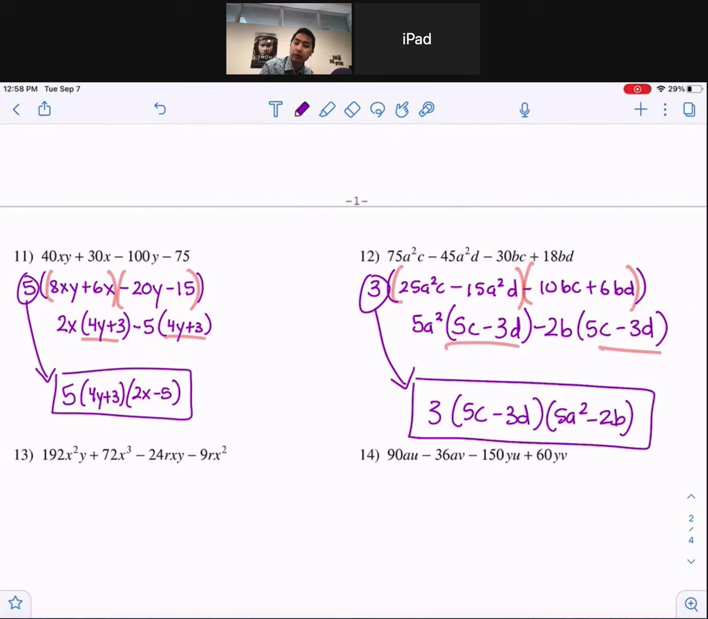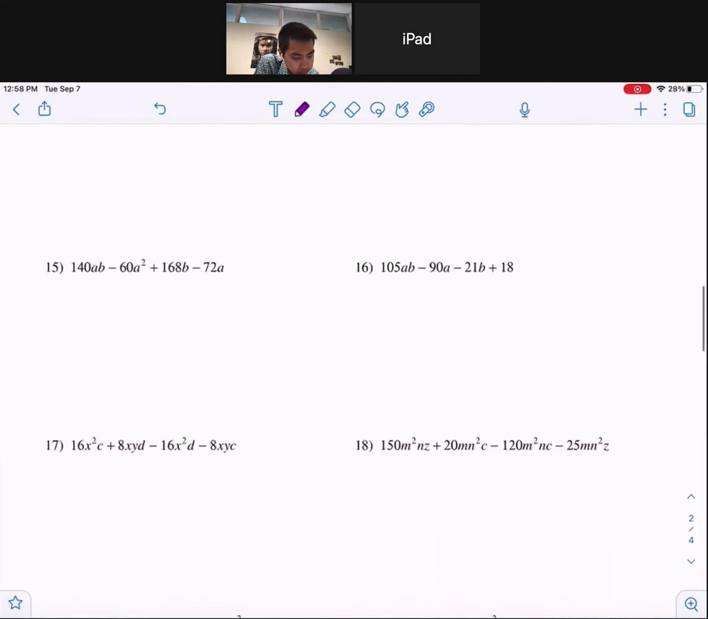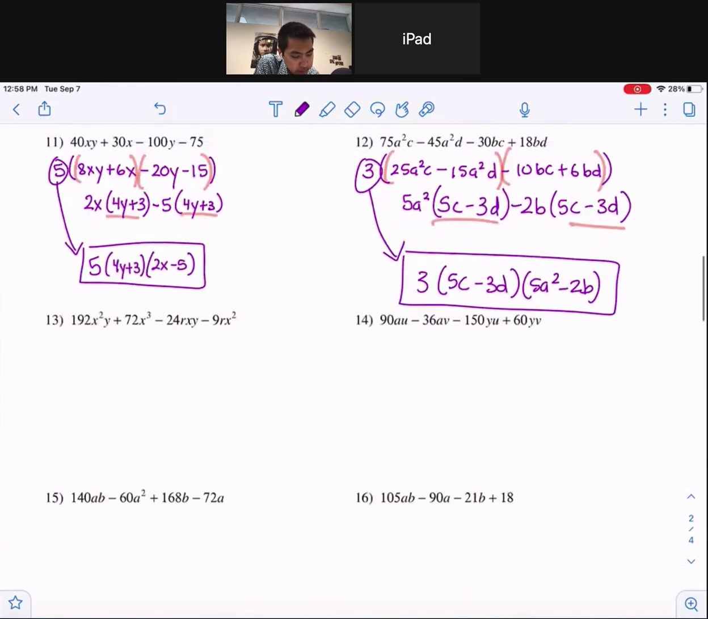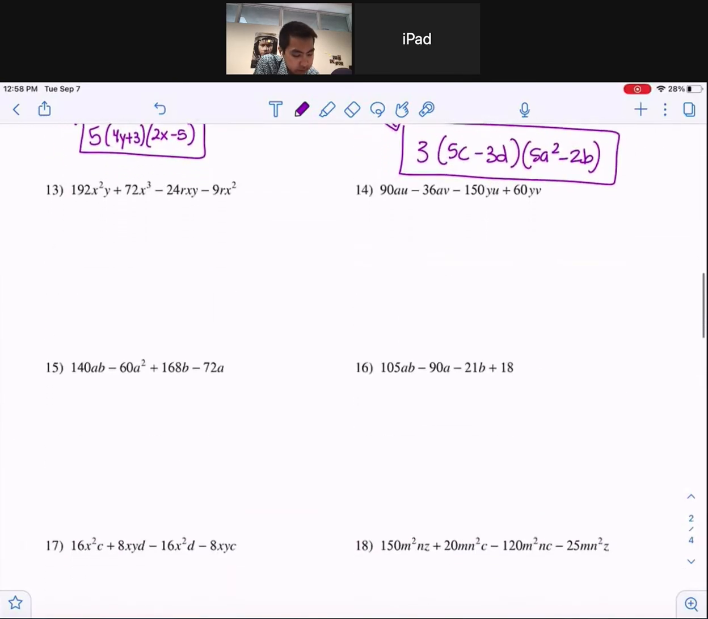So I understand these ones are pretty crazy, you guys, but you just do your best. It really requires you guys to be good with your GCFs and factoring, right?